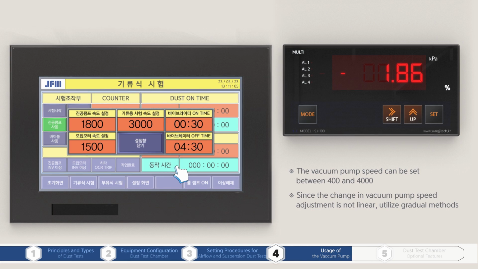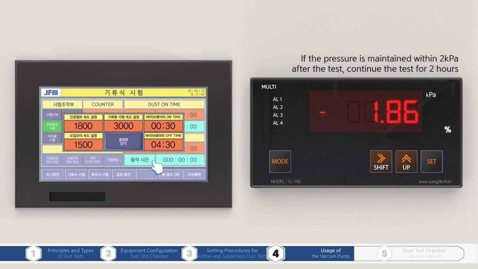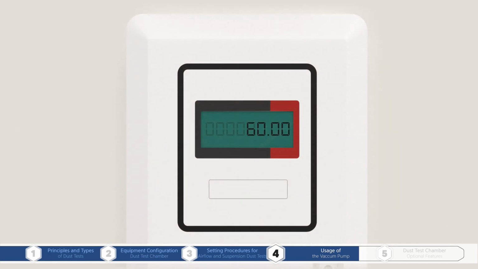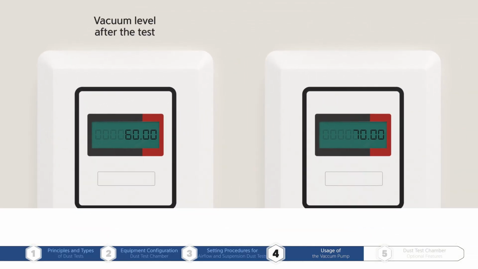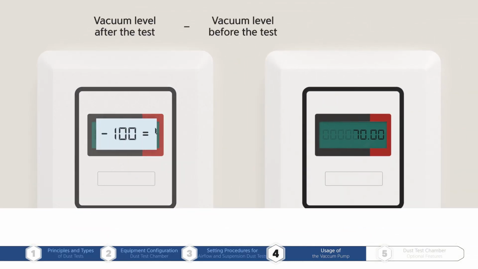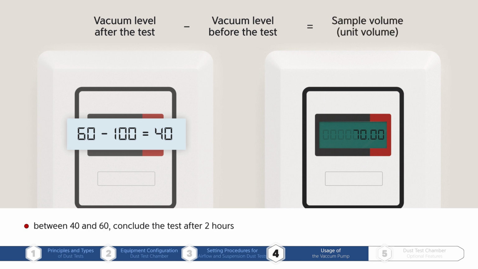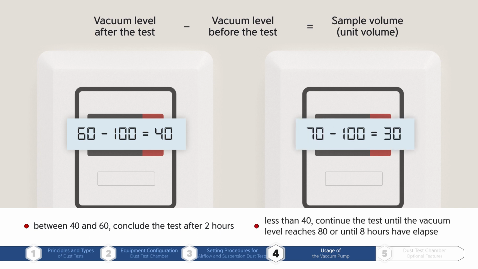After the test operation, check if pressure is maintained within 2 kilopascals, and after the test is over, after 2 hours, check the vacuum level. After 2 hours, check the vacuum level again, and if it is within 40 to 60 compared to the initial vacuum level, end the test. If it's below 40, continue the test until the vacuum level reaches 80 or 8 hours have passed.